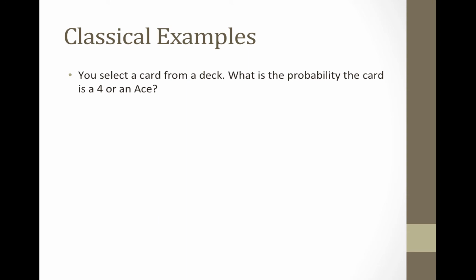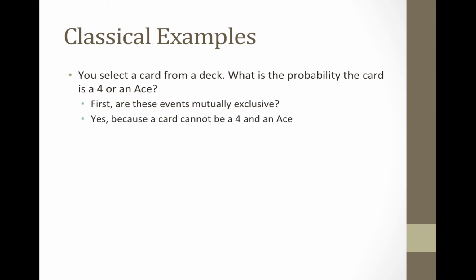All right, so let's do some classical examples. You select a card from a deck. What is the probability the card is a 4 or an ace? Well, the first thing we want to do is ask ourselves, are 4s and aces mutually exclusive? What do you think? Yes, because a card cannot be a 4 and an ace, right? There's no such thing as a card that works as both a 4 and an ace. So these are mutually exclusive. Since they are mutually exclusive, the probability of a 4 or an ace is simply the probability of a 4 plus the probability of an ace.